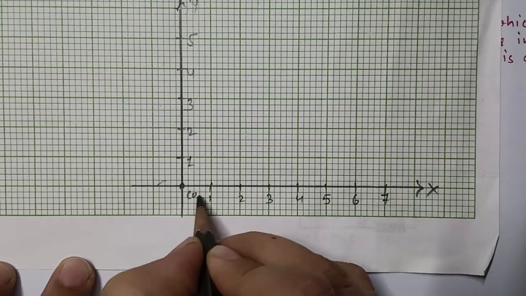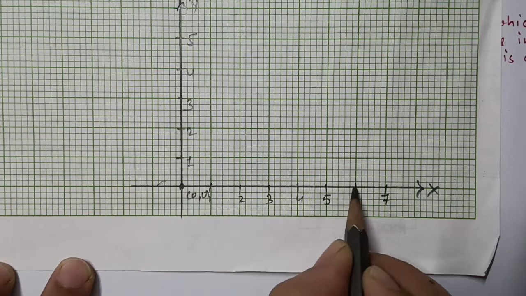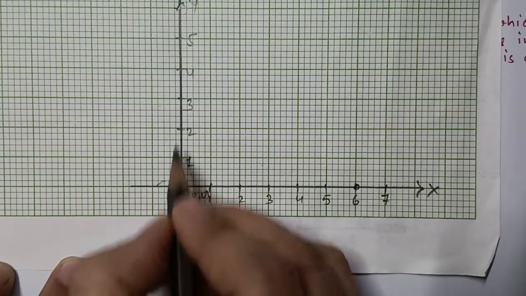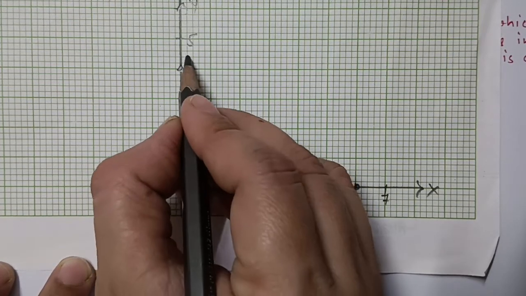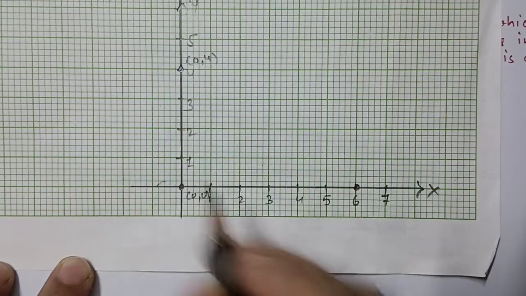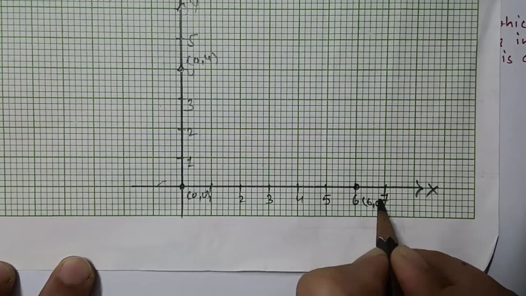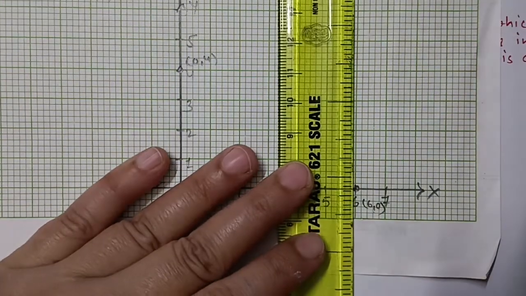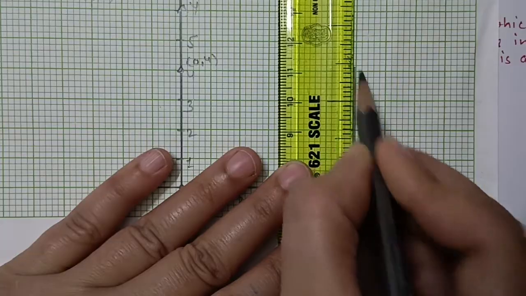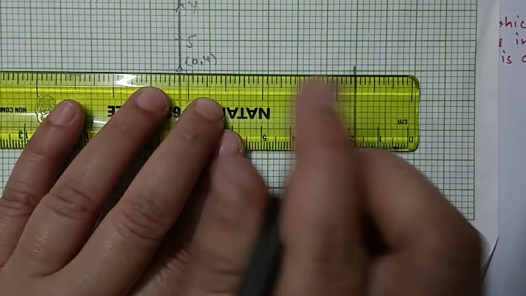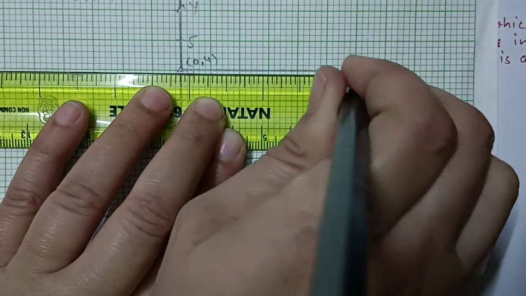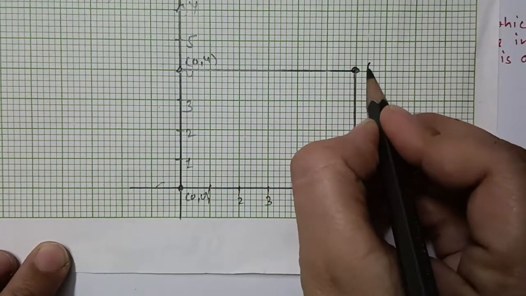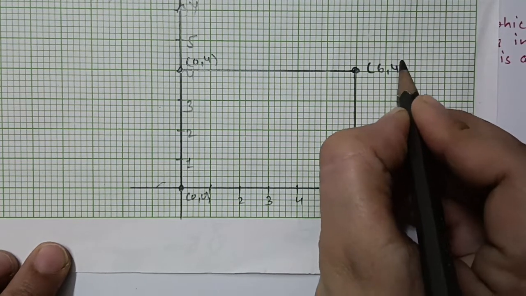One vertex is this one, (0, 0). Longer side is here, so 6 units. So this is one point. Another side, the shorter side is here, 4 units. So this is another point. This is (0, 4). This is (6, 0). Now we will complete this rectangle. So from here, draw a perpendicular line, and from this side also draw a perpendicular line. So both the lines will intersect each other at this point. This is the fourth vertex.